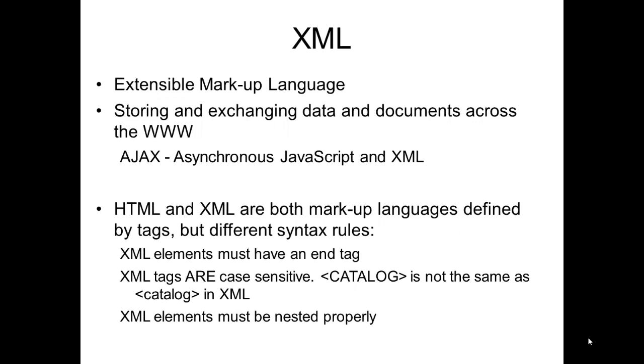XML, extensible markup language, is used for storing and exchanging data and documents across the web. And it's part of AJAX, which we'll see later on. So HTML and XML are both markup languages defined by tags, but they have different syntax rules. For example, XML elements must always have an end tag. HTML elements don't have them.